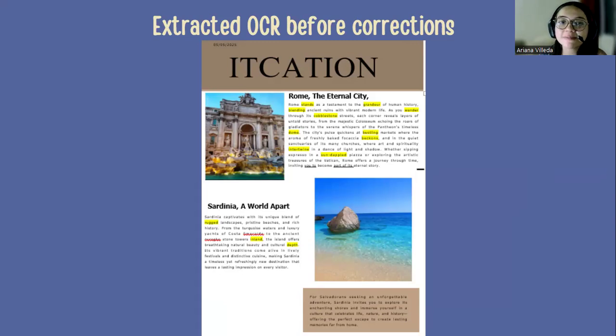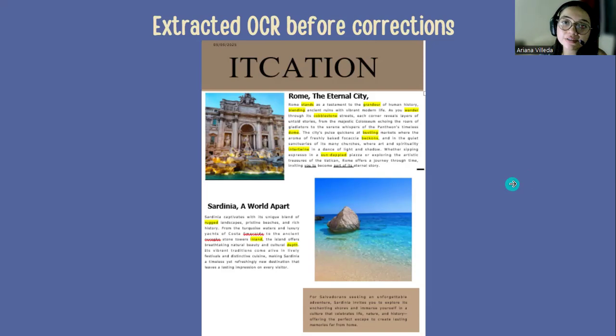Because of this, I made sure to read and analyze the entire document before starting the translation process. And this step was very important because it was like the base, because any mistake in the original text could affect the quality of the final translation.